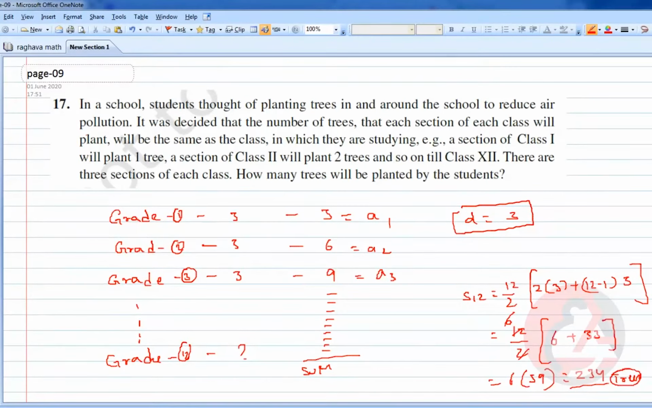234 plants will be planted by the students. This is how we can connect it to our real life numericals. This is the answer.